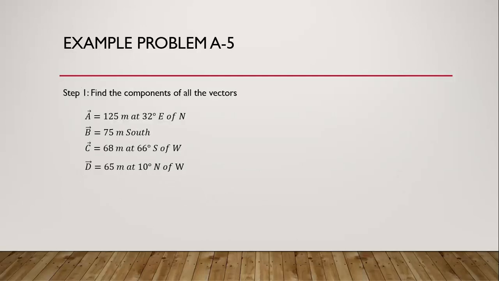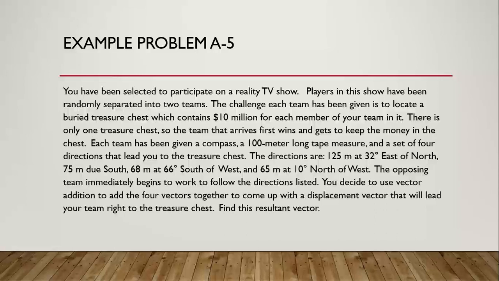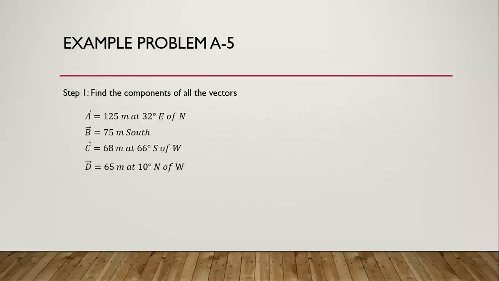So here are the 4 vectors written out: 125 meters at 32 degrees east of north, 75 meters due south, 68 meters at 66 degrees south of west, and then your 65 meters at 10 degrees north of west. And so you're going to try to find the components of all the vectors, the x and y components. And I'm going to define x as the east-west direction, positive x being to the east, and y as the north-south direction, positive y being to the north.